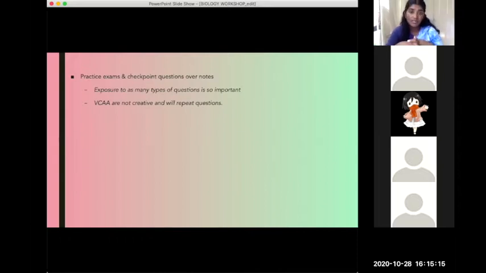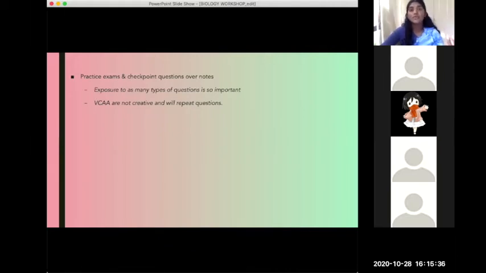So the more questions you're exposed to, the more likely you're going to have seen your exam before actually seeing it for the first time. And it's such an important thing to know. Even if you haven't had enough time to go over Unit 4, it doesn't matter. Use those old VCAA Unit 4 exams and just see where you need to concentrate your study.